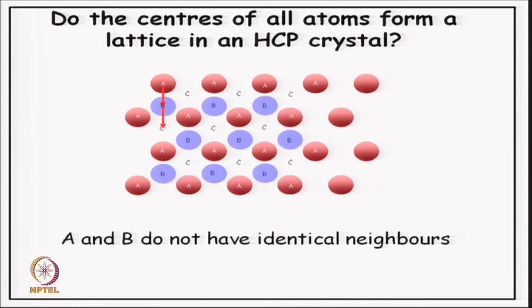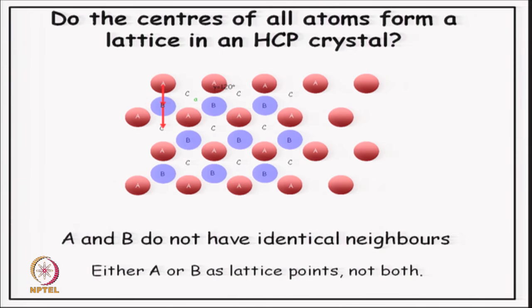So, what we conclude from this is that A and B do not have identical neighbors, their neighborhoods are different, which means that they cannot be considered together, they cannot be considered as forming a lattice. The centers of both A and B atoms do not form a lattice, because they are not translationally equivalent. The translational neighborhood of A and the translational neighborhood of B are different.